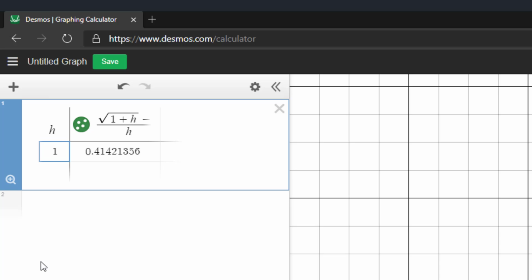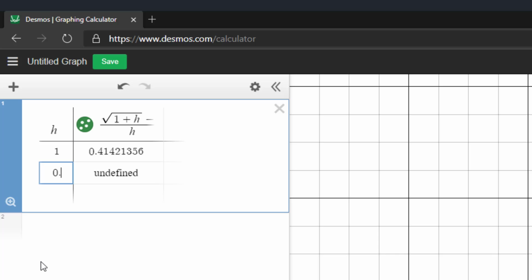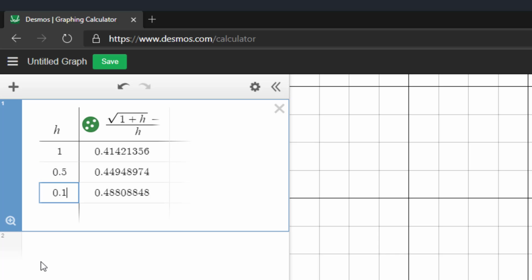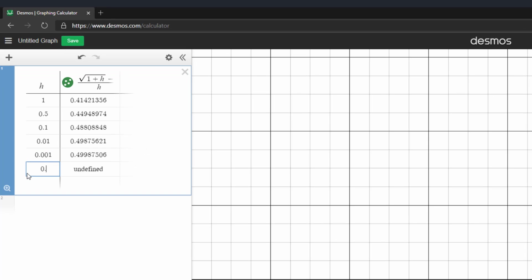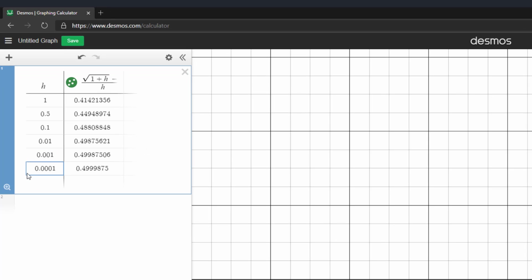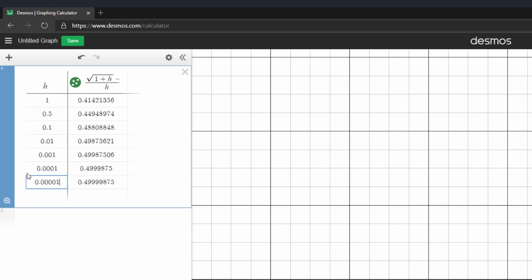If you plug in 1, you can see what you get there in the table. If you plug in, let's say, 0.5 or 0.1 or 0.01 and so on and so forth, you can go ahead and build your tables this way in Desmos very easily. You could see that the more zeros I put in there, the closer it looks to get to about 0.5.